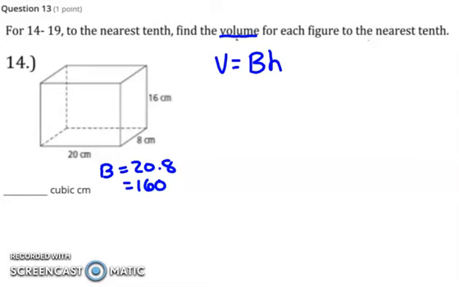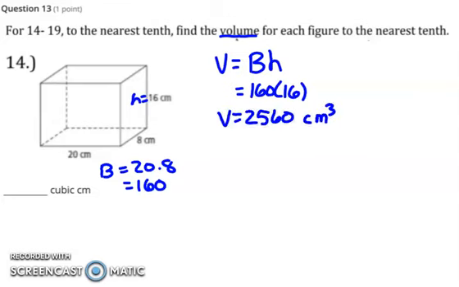All right, so that would be the area of the bottom, and then times the height, which is 16. So this is 160 times 16. Really, 20 times 8 times 16 in any order would be fine. The volume of this is 2,560. Now our units are cubic.